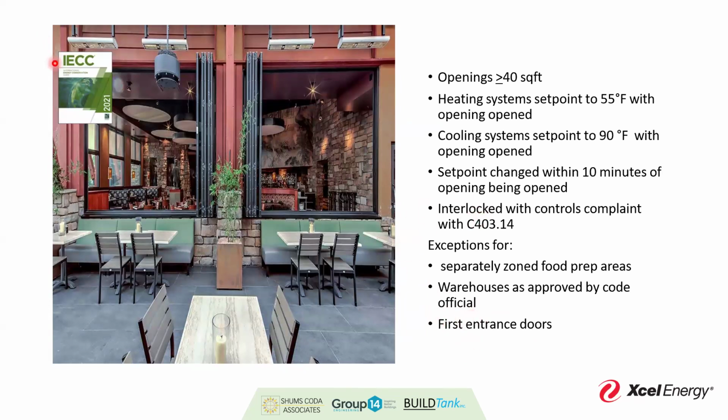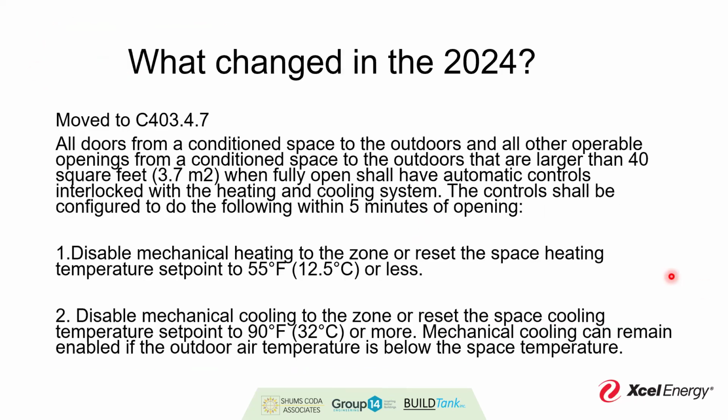So this is what's identified in the 21. And we can talk about what changed in the 24. So first of all, like I said, you had a lot of reorganization with the 24. Stuff moved around. This moved to 403.4.7 for your reference there. We get a reorganization of the way that this is written, still with a lot of the same content. So we still see that 55 and 90 for our heating and cooling set points, excuse me. We also see that 40 square feet for our interlock.